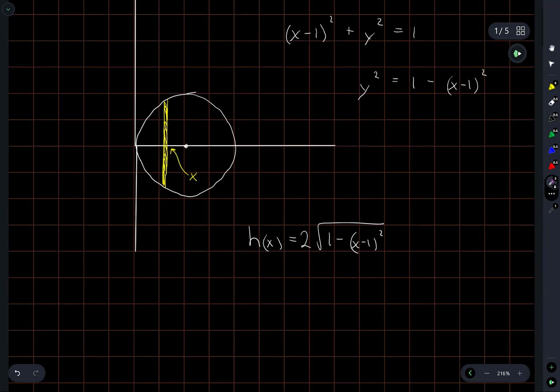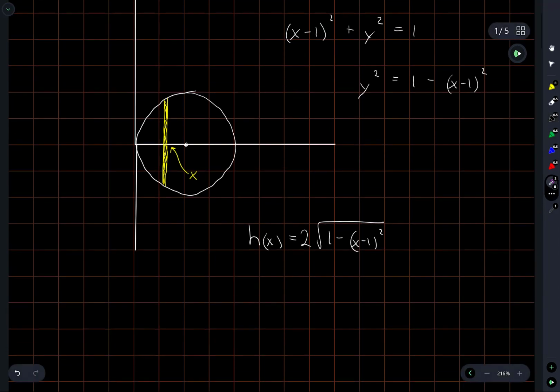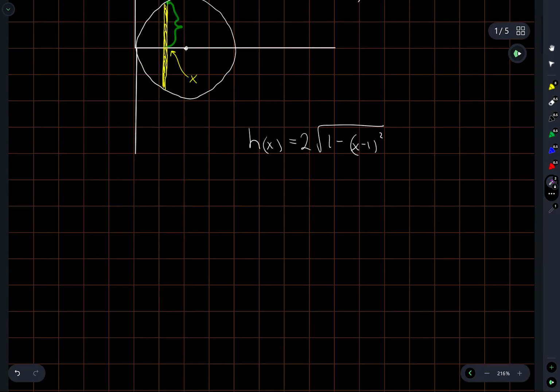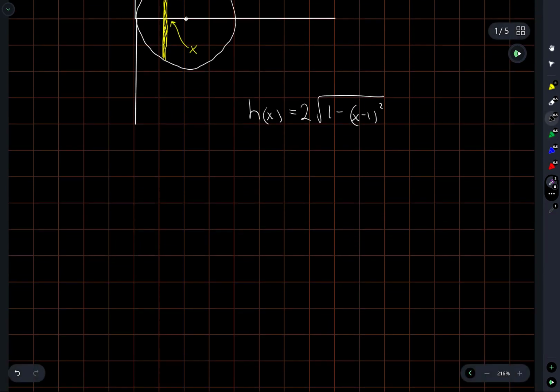Okay, so how did I get that? Well, if this is the value of x I'm concerned with, then the square root of this is the value of y up here. Well, the positive square root gives us that. It's symmetric for positive and negative values of y. And so the total length of that yellow strip is 2 times the distance between the x-axis and the top. So that's h of x.